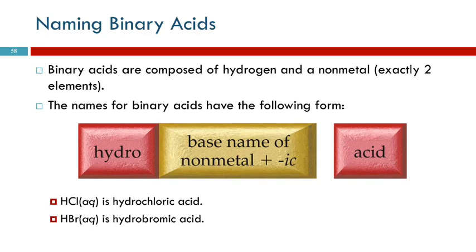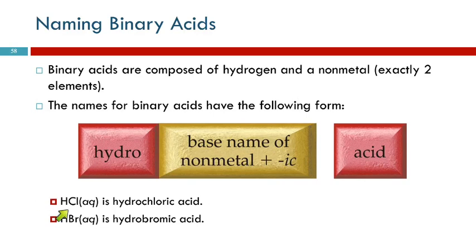So binary acids. The pattern for these is a prefix hydro, and then you take the name of the nonmetal, whatever it is, and you change the ending of its name to ic, and then you put the word acid on the end. So HCl, in the parentheses with the aq, that stands for aqueous. It means it's dissolved in water.